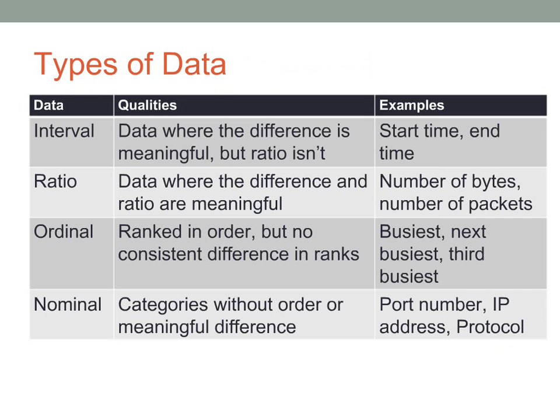Ordinal data is stuff where there is a ranking system. So, for example, every IDS I've ever run into has some type of significance figure. Snort, for example, has in every alert header a significance value. And then nominal data. And these are categories where order doesn't have a real meaning.